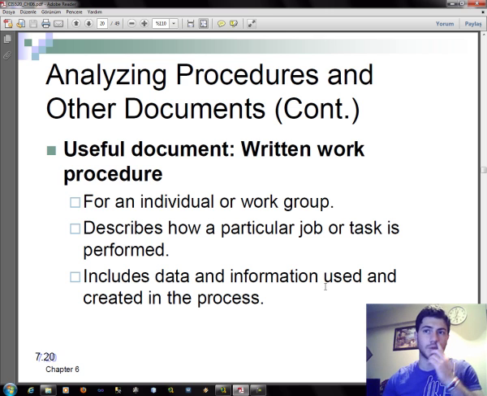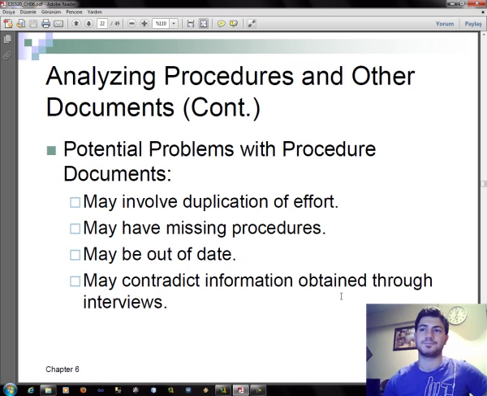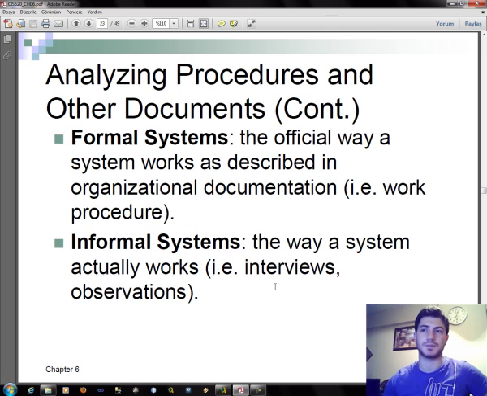Useful document: written work procedure. For an individual or work group, it describes how a particular job or task is performed, and includes data and information used and created in the process. Potential problems with procedure documents: you can see they may involve duplication of effort, have missing procedures, be out of date, or contradict information obtained through interviews. Formal system is the official way a system works as described in organizational documentation. An information system is the way a system actually works.